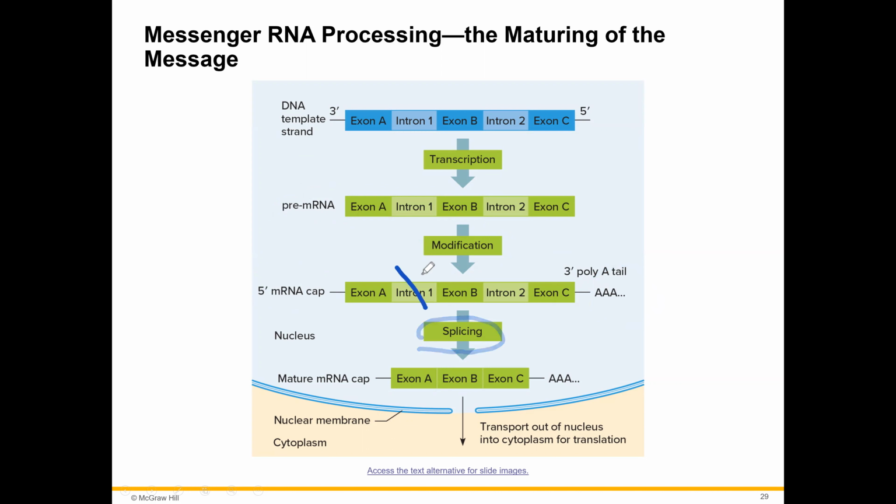We're going to take the introns out and join the exons together, because introns do not code for protein, so we don't really need that information. We just need the information of the exons. After splicing, we get our mature mRNA with a cap and a tail, and it will be transported out of the nucleus into the cytoplasm. Now for the second part of protein synthesis, which is called translation.